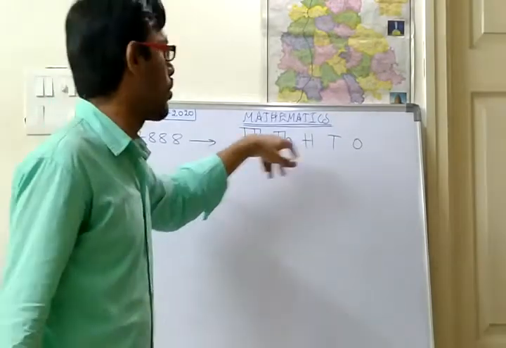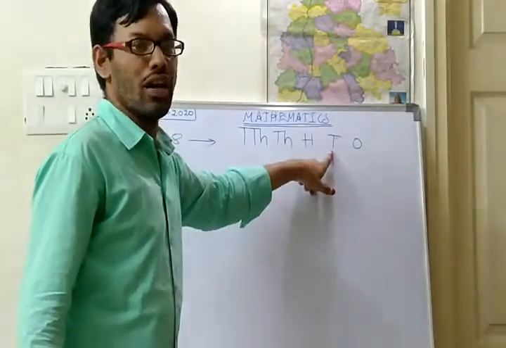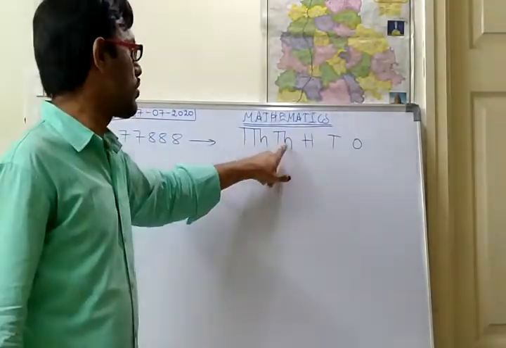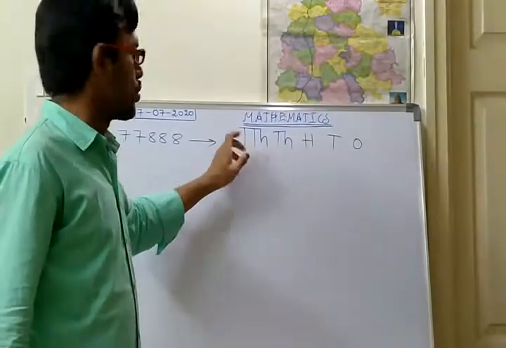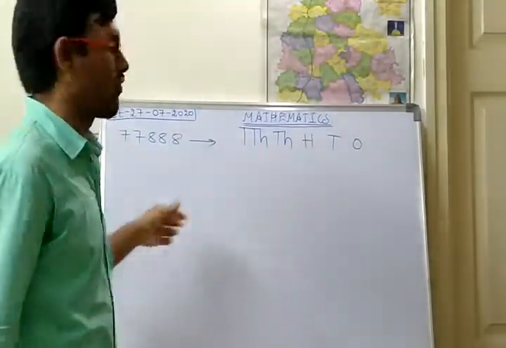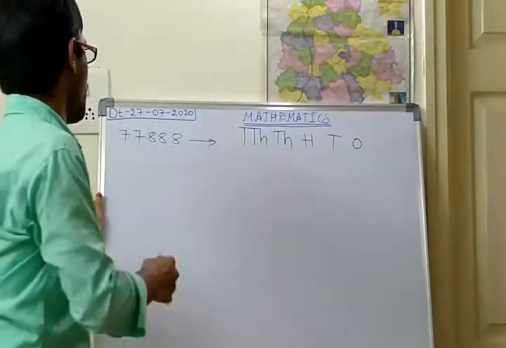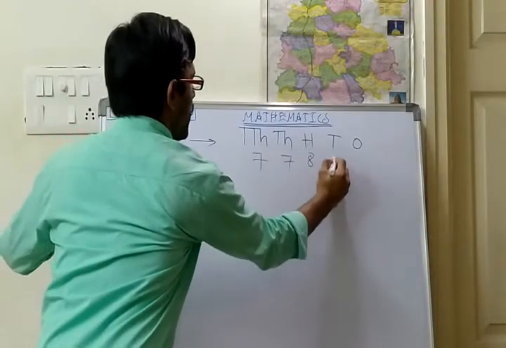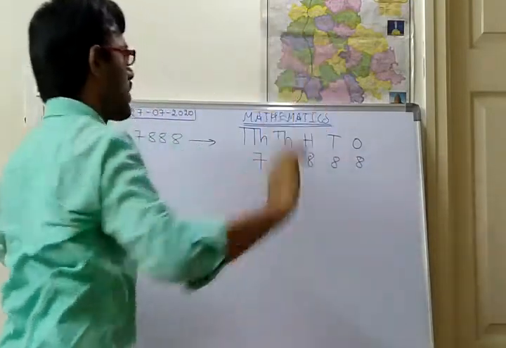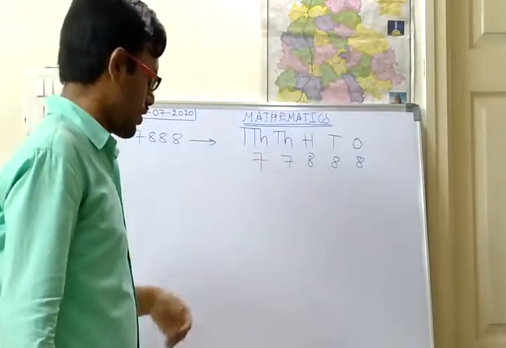1 into 1, 1 into 10, 1 into 1,000, 10 into 1,000. So 10,000. Like that you have to identify. Here 5 digits are there, 5 places I have taken. So arrange them in the order 7, 7, 888. All the numbers have come. For this number you have to give the expansion.